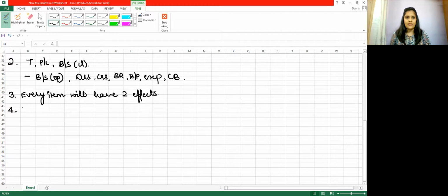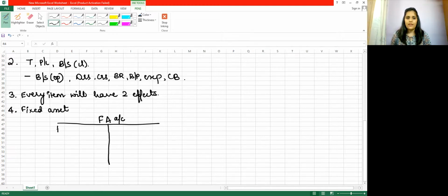Your fixed asset adjustment. Now I will teach you how to prepare a fixed asset account. Okay, fixed asset is an asset, therefore it will have debit balance. So your opening balance will come here. I'll just write short form. And your closing balances will come here.